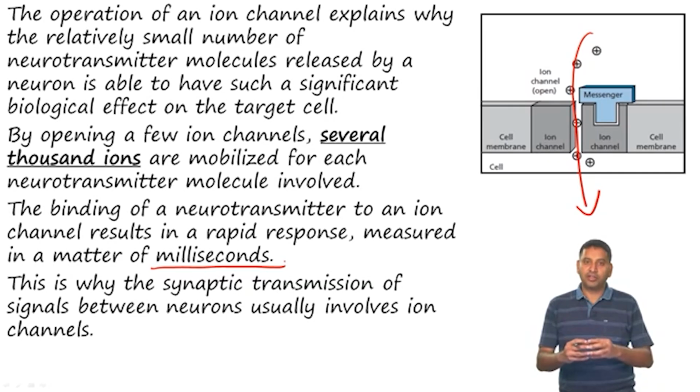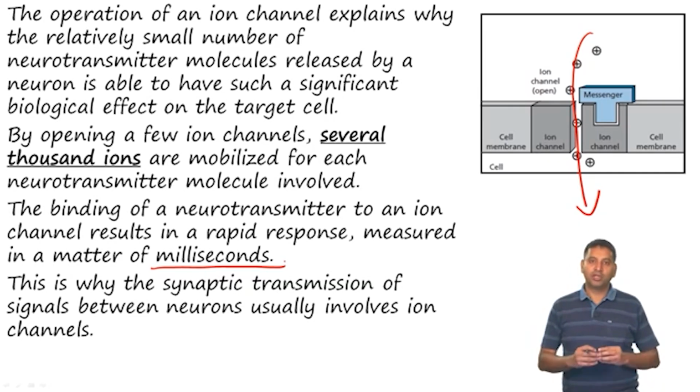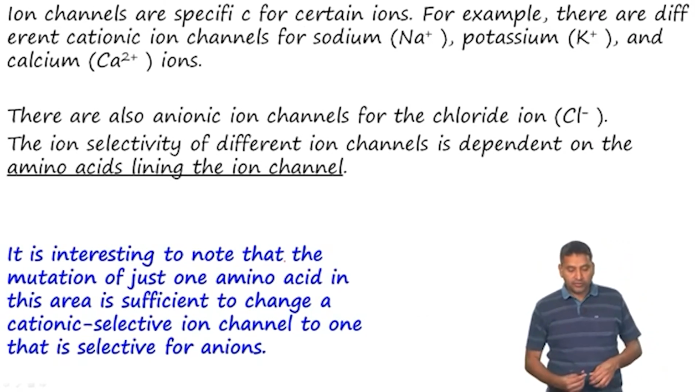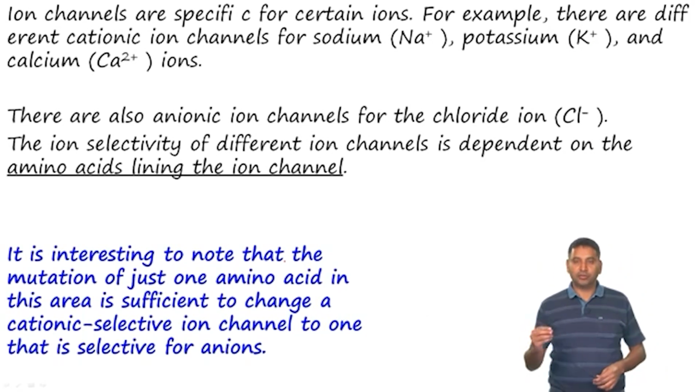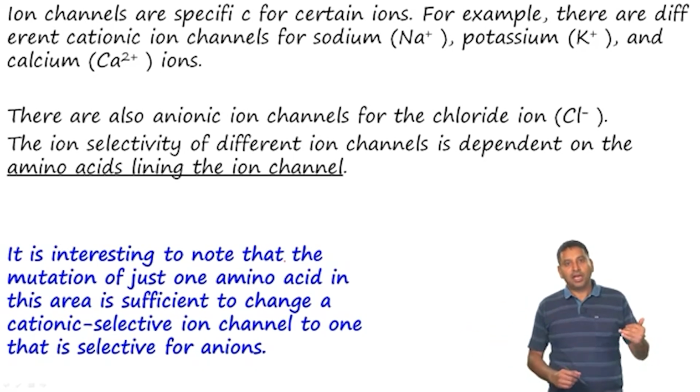So, ion channels are therefore the preferred mode of signal transmission in synaptic nerve systems. Ion channels are specific for certain ions. For example, there could be channels for sodium ions, potassium ions or calcium ions, which are all cationic, or they could also be anionic ion channels for chloride ion. The ion selectivity will depend on the amino acids that are lining the ion channel.